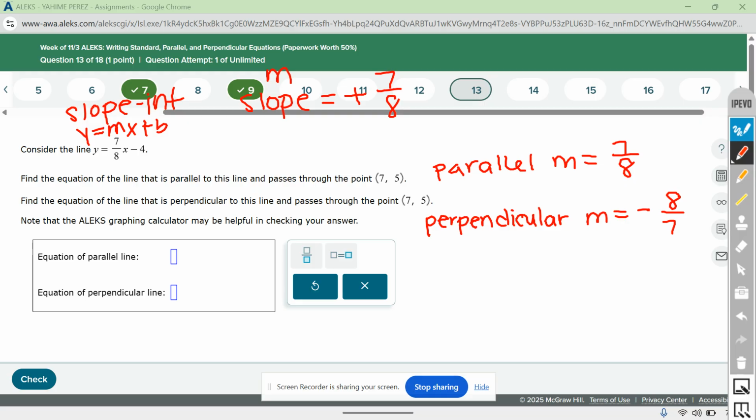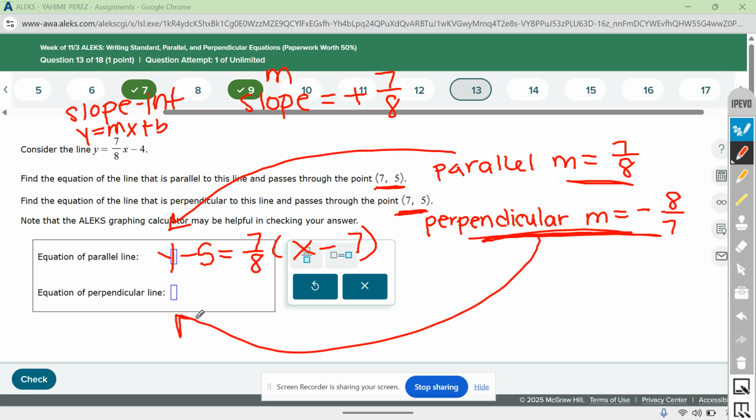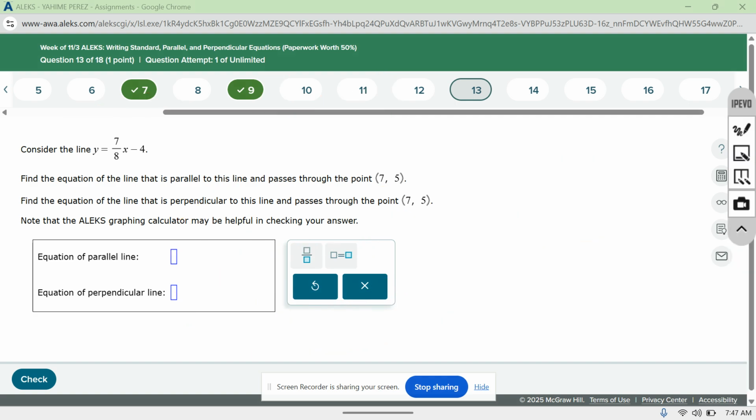So if I had to write an equation with this slope for parallel, with this slope and this point, I'm going to do point slope form, because we always start with point slope form, and we can just leave it in point slope form. That would be y minus 5 equals 7 over 8, parentheses x minus 7. And if I had to write an equation with this point and this perpendicular slope, it would be y minus 5 equals negative 8 over 7, parentheses x minus 7, right? And that's all we had to do there.